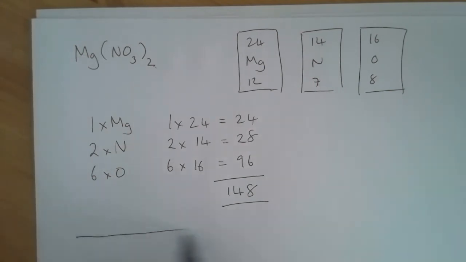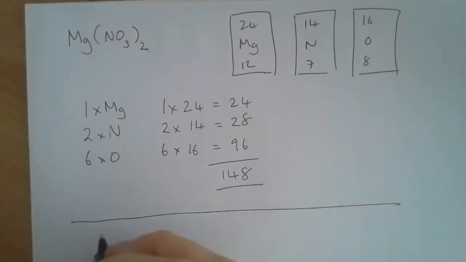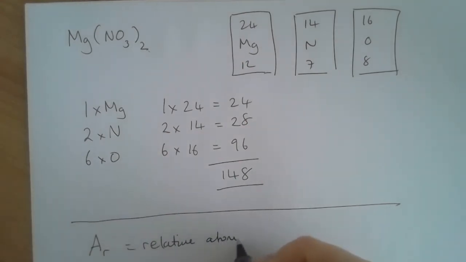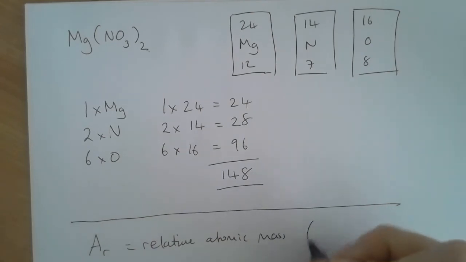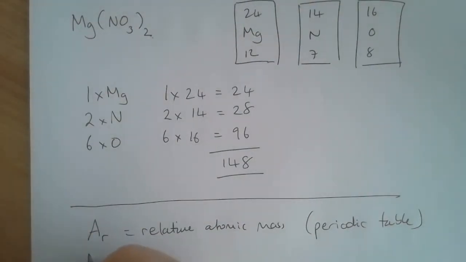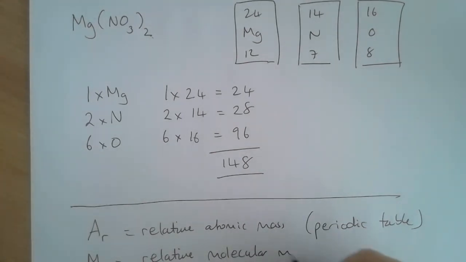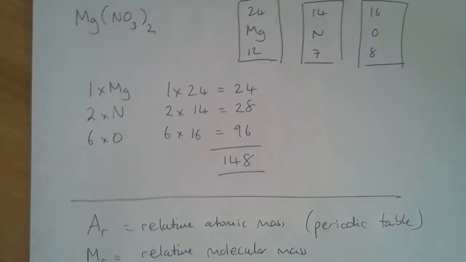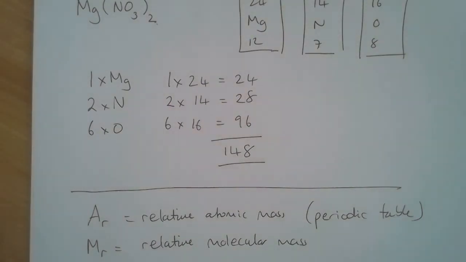So just as a summary of the 2 new terms that we've seen, Ar is relative atomic mass, and as a hint, you need to find it on the periodic table. And then Mr is relative molecular mass. But we do have to be careful in the fact that Mrs can also be calculated for substances that are not molecular. Thank you very much.